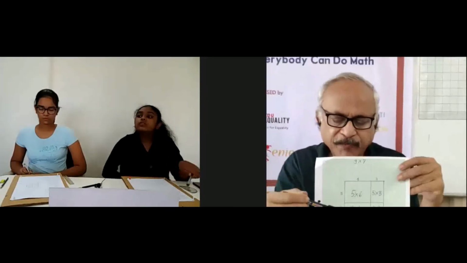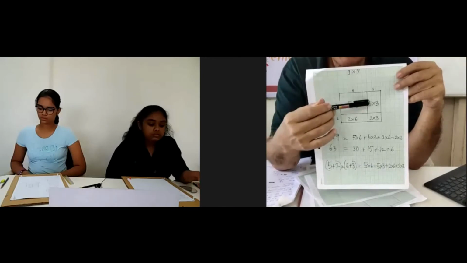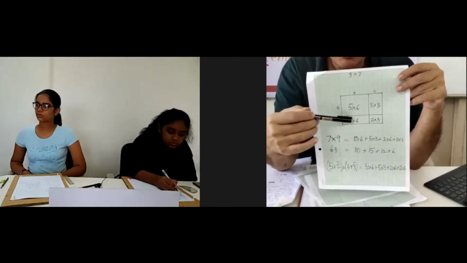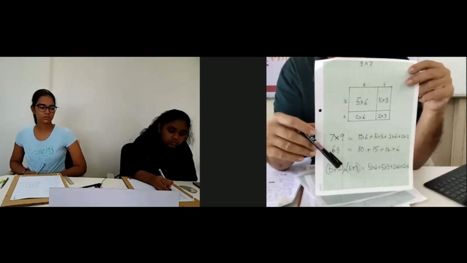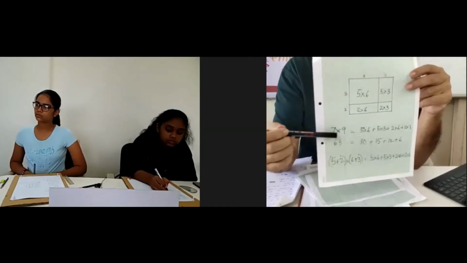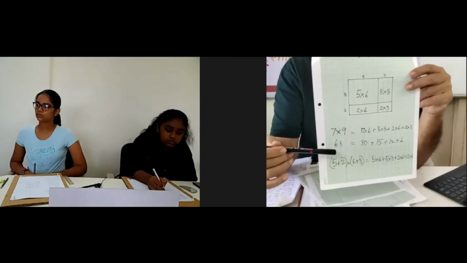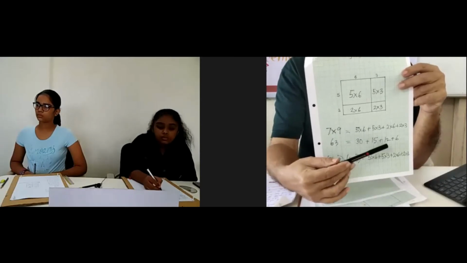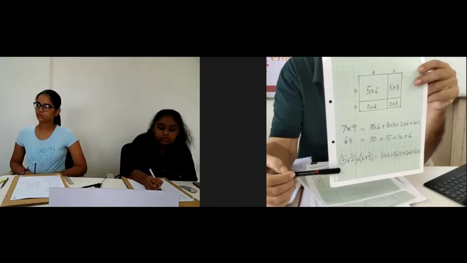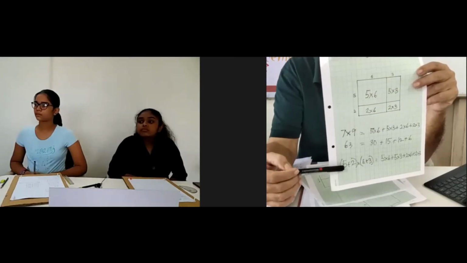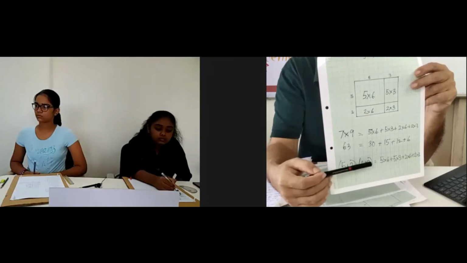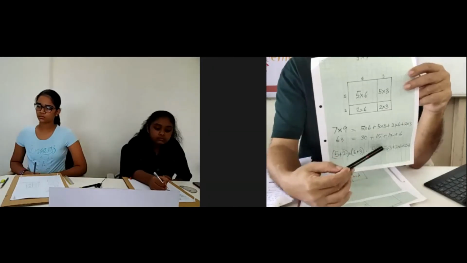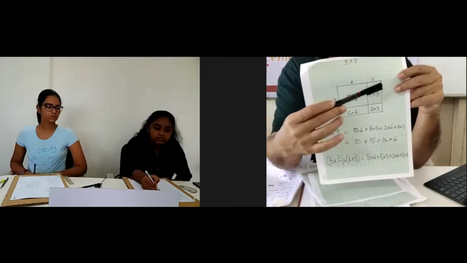7 into 9 is 5 plus 2 into 6 plus 3. So that's 5 into 6, 5 into 3, 2 into 6, 2 into 3. We wrote it in different ways. 7 into 9 is the sum of 4 parts. 63 is the sum of 4 parts. But we also wrote it using brackets. That is 5 plus 2 multiplied by 6 plus 3. And these are the 4 parts. 5 plus 2 here, 6 plus 3 here.